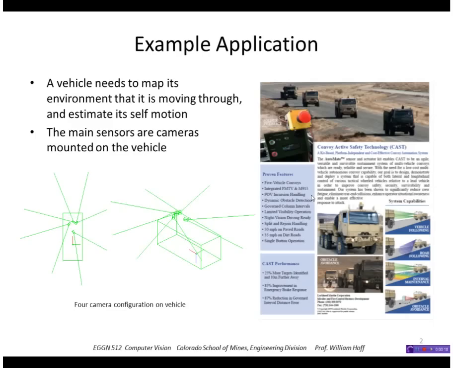I'm going to talk about an example application for bundle adjustment, where a vehicle needs to map the environment that it's moving through and also estimate its own self-motion. This is done using cameras mounted on the vehicle. Here's an example of an autonomous convoy application where the vehicles need to follow a certain path along the road. One possibility is to put cameras on the vehicle like this. In this case, I put 4 cameras on, looking in the various diagonal directions.